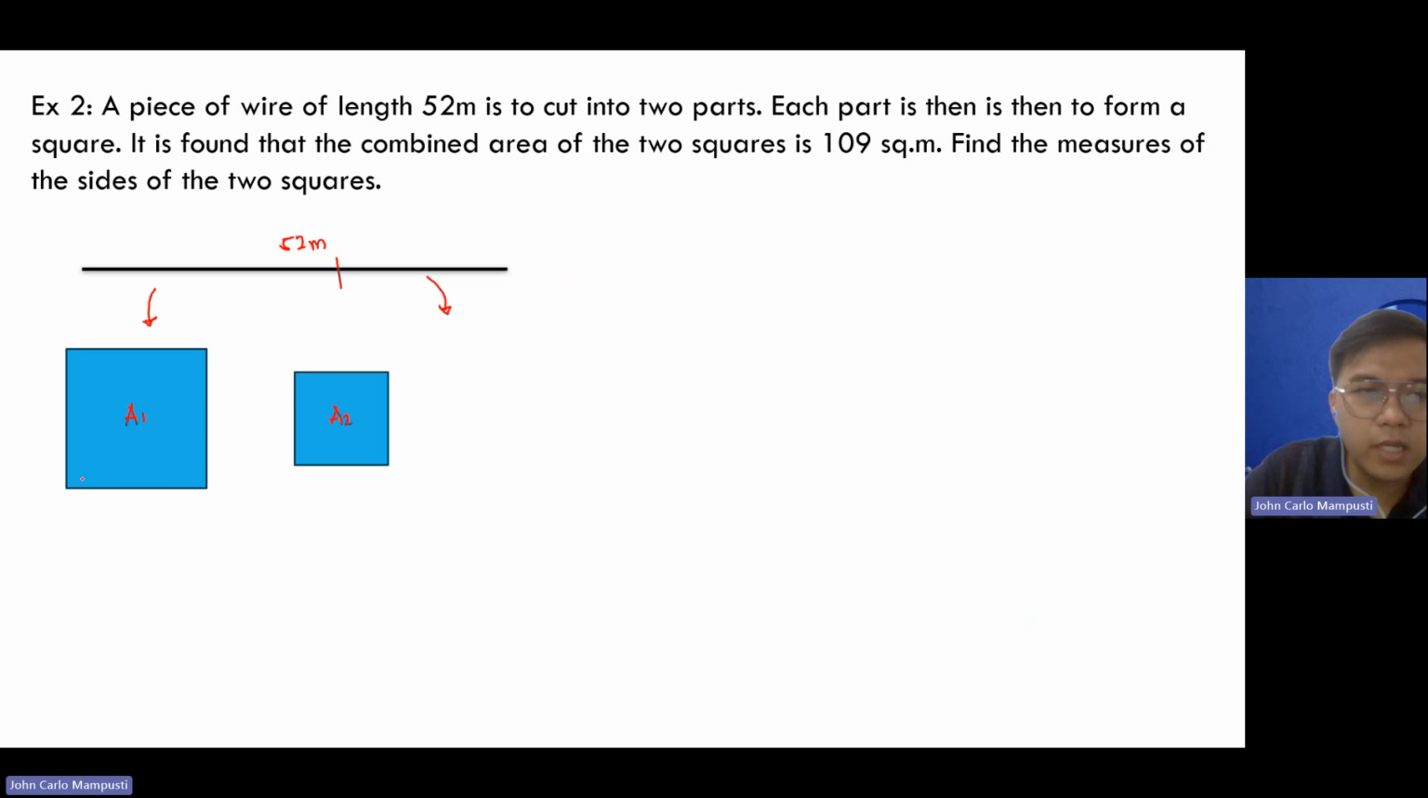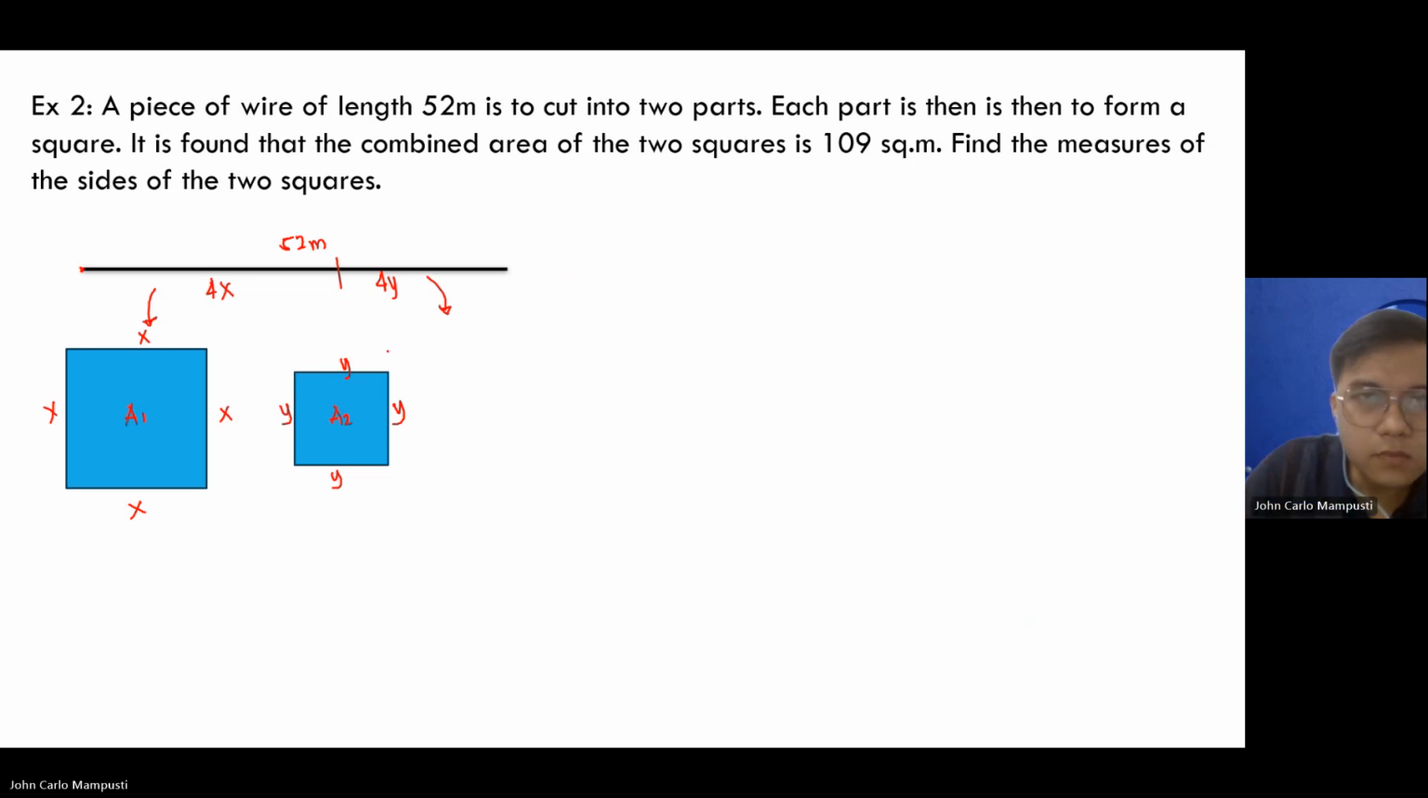Now, yung square natin, let's say, yung dimension nito is x. So, therefore, yung length nung isang part ng ating wire is 4x. Ano ba yung 4x niyan? That's the perimeter of the first square, yung square number 1 natin. Next one, sabihin natin yung side nito is y. So, naglalagay tayo dito ng variables. So, therefore, ito ay 4y. So, that's the perimeter nung second square natin.